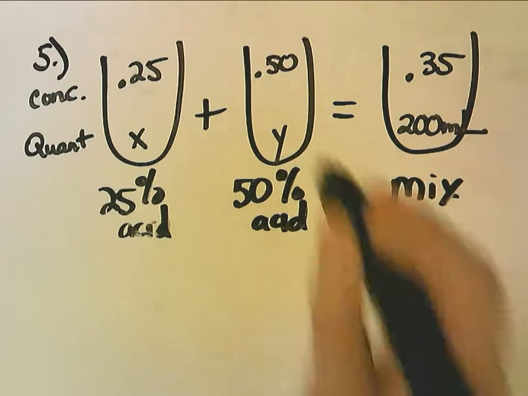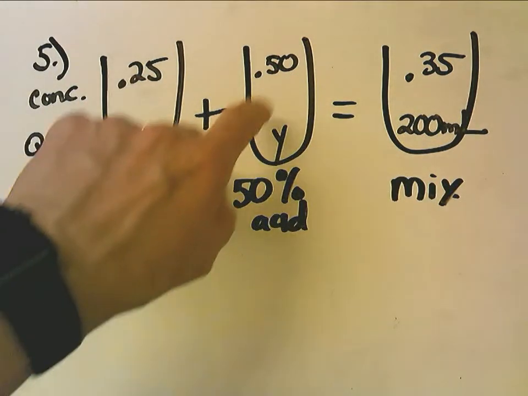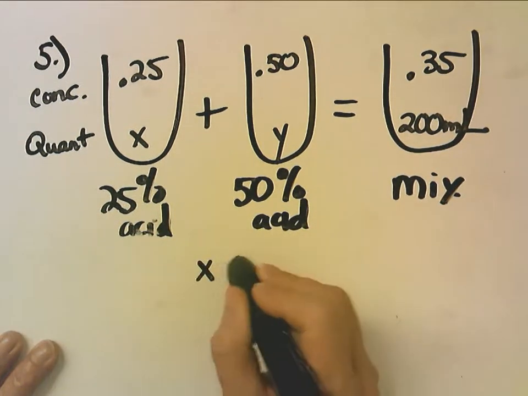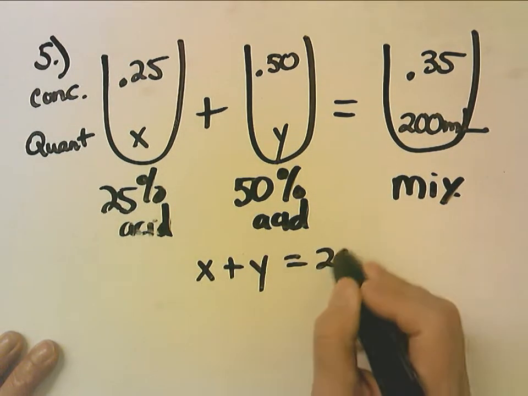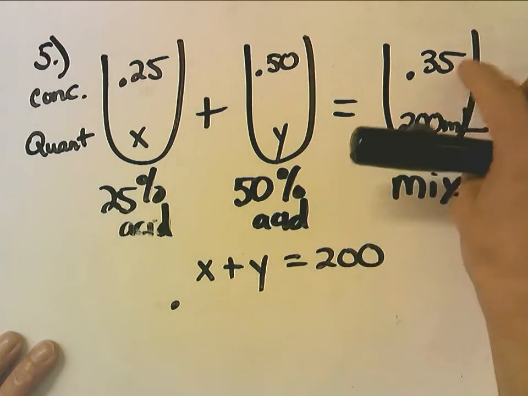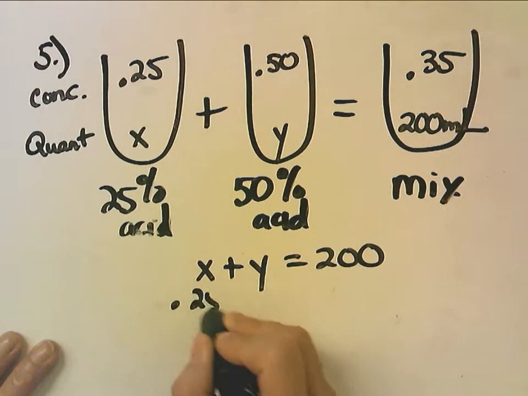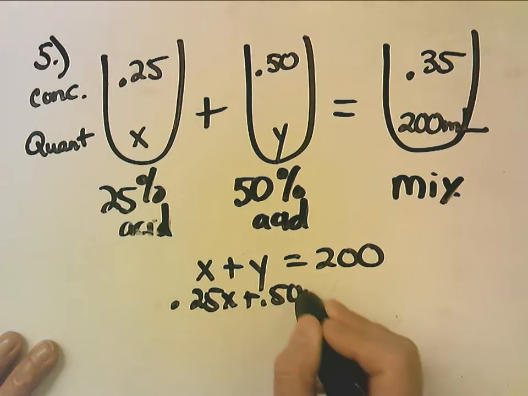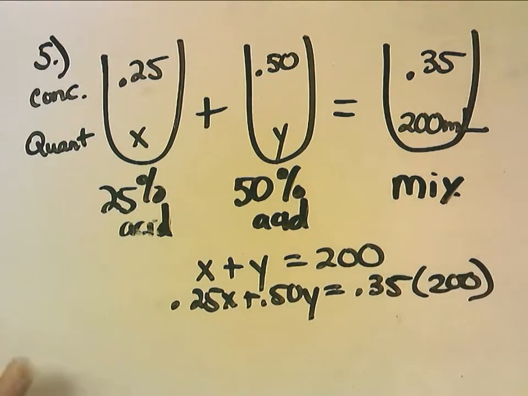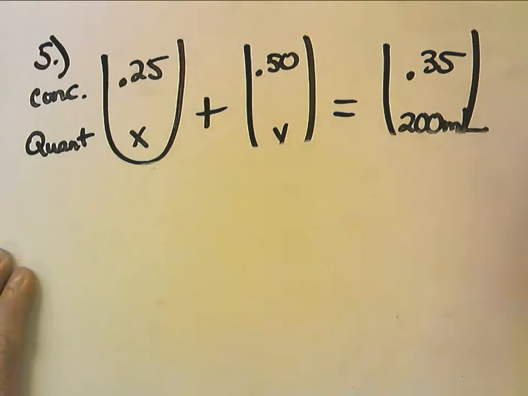I'm going to say for my quantity equation, this is X, this is Y. So I don't know how much of 25% or how much of 50%, but I end up with 200 milliliters. So my quantity equation is X plus Y equals 200. And then I do this times this plus this times this equals this times this. So 0.25X plus 0.50Y equals 0.35 times 200. Okay, and then again, I'm letting you solve these on your own.